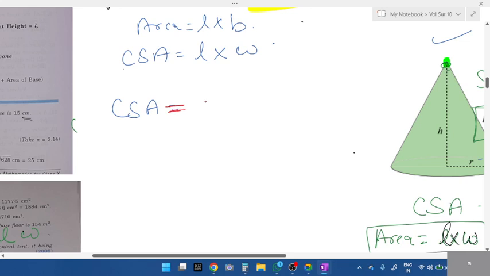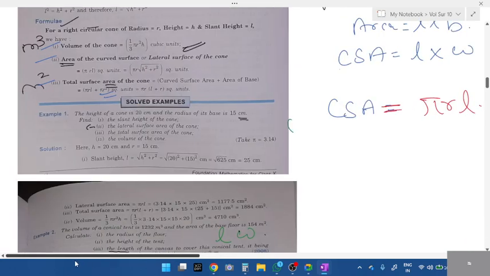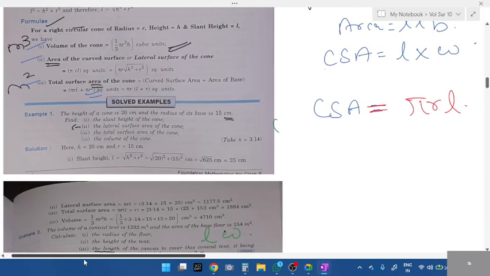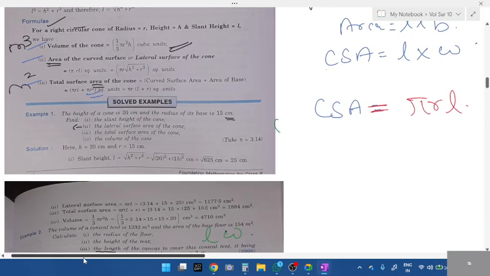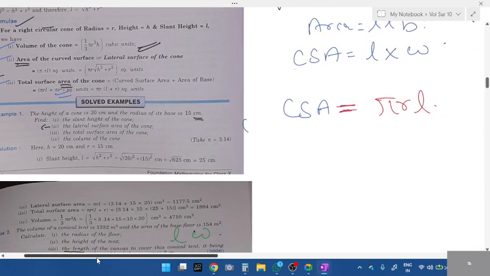H square plus R square. Pi R root H square plus R square. If not pi R square, pi R L, right? Pi R L. What are the values given here? Hmm. Is L value given? We are doing the eighth question, students. Is L value given? All of you respond.